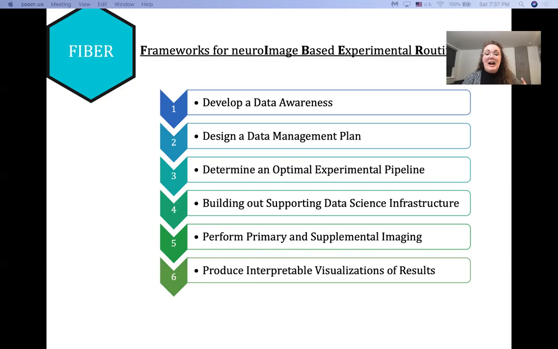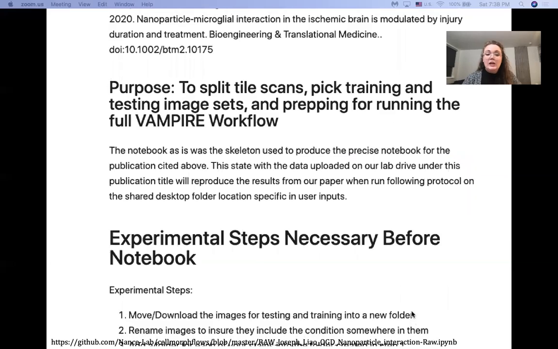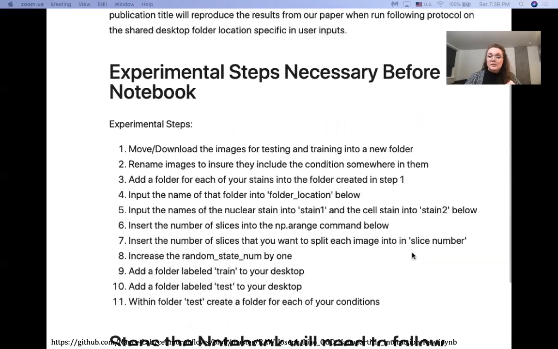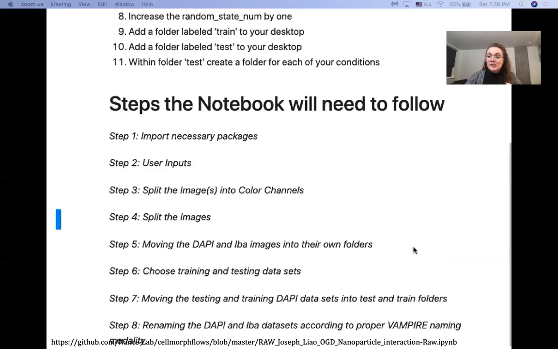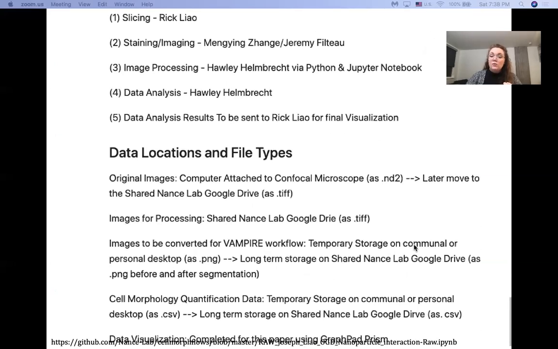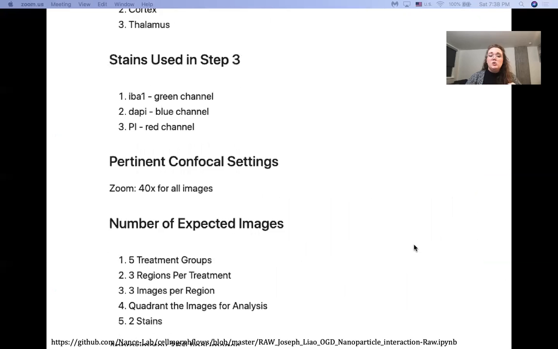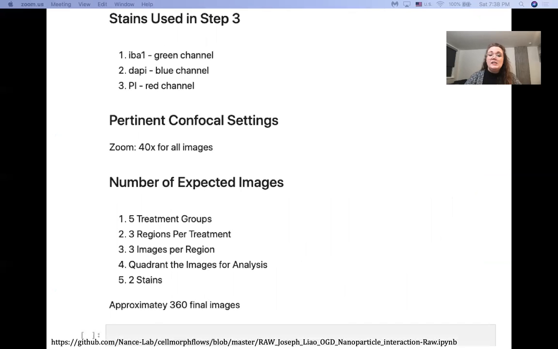What's great is that we actually do all 5 steps in a meeting in Jupyter Notebook. So we design at least 1 notebook per paper where we include things like experimental steps that exist before data science, all the data science steps we can already tell are going to need to go into this, how our personnel workflow will exist, what all our data locations and file types are. We can talk about treatment, every region we're interested in, every stain that we've used, and we can actually extrapolate from that how much data we will have and how much data will need to be processed in that notebook before we even get to the notebook.